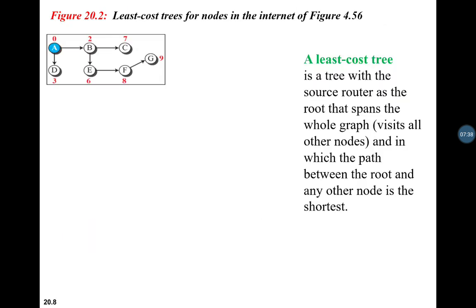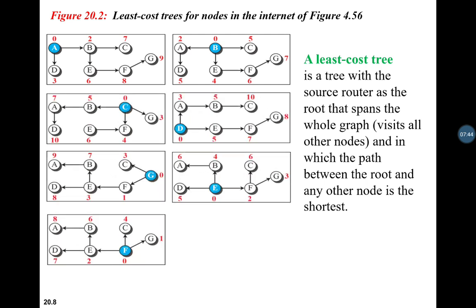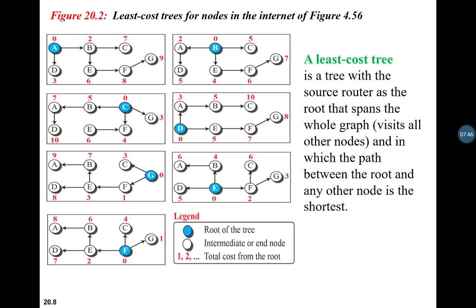Now, next we'll see about the least cost trees. So here, if there are n routers in the internet, there are n minus 1 least cost paths from each router to another. Thus, we need n into n minus 1 least cost paths for the whole internet. That means, if there are 10 routers, we need 10 into 9, 90 least cost paths. All the paths can be combined together to form a least cost tree.